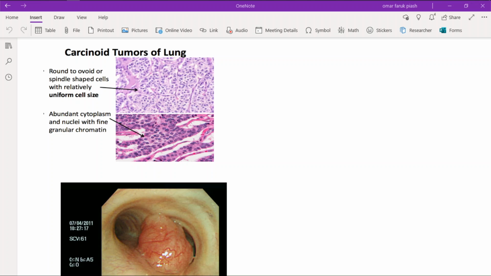Now, the last one is the carcinoid tumor of the lung, that means bronchial carcinoid tumor.